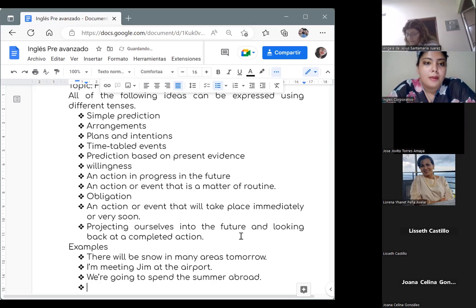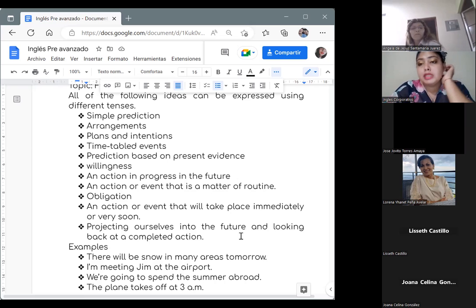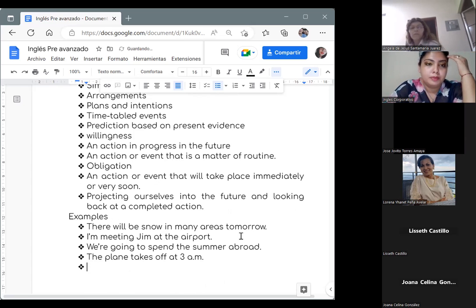Next one, timetable events. The plane takes off at 3 a.m. So this is something that maybe you are not planning, but it is specified. In this case, you have a flight and you know that the plane takes off at 3 a.m. So in that case, you can't change that situation.